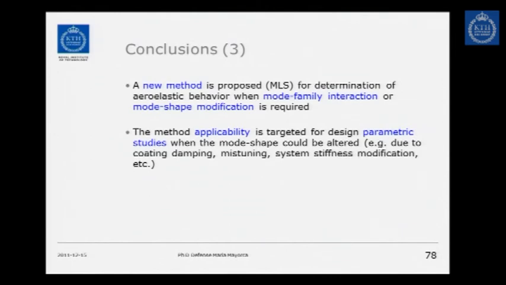Conclusion 3: a new method is proposed that allows mode family interaction or mode shape modification. The applicability of the method is targeted to parametric studies where the mode shape could be altered. This could be due to coating, damping, mistuning, or because you wish to make stiffness modifications for some reason, and you want to see the effect on the aerodynamic damping.